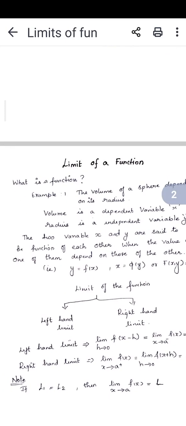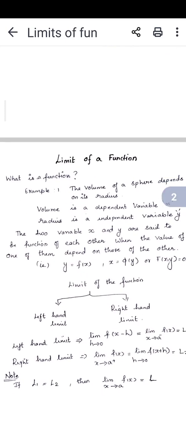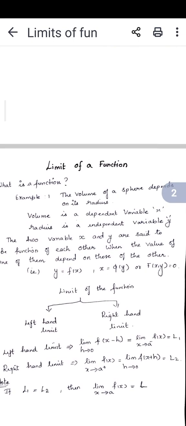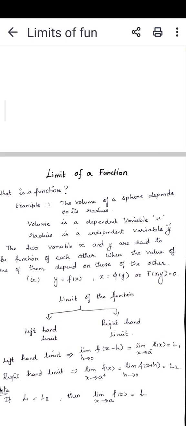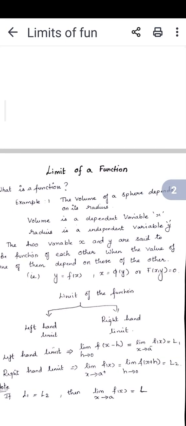Let us see the definition of the left hand limit. So listen here. The limit as x tends to a minus, so the left hand side, where the value will be lesser than a, of f of x is equal to the limit as h tends to 0 of f of a minus h, that is equal to L1. So this is the formula to find the left hand limit.